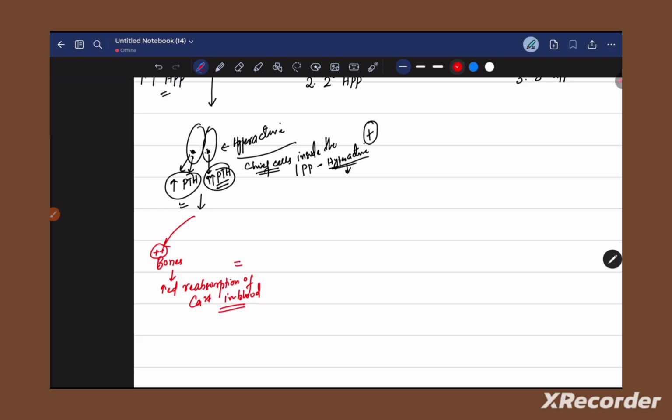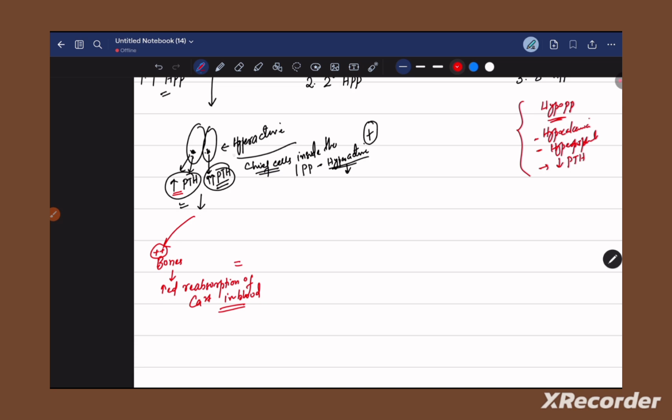In hypoparathyroidism, there was decreased excretion of PTH, and that led to decreased reabsorption of calcium in the blood. In a nutshell, what we found in hypoparathyroidism was hypocalcemia. What was the other finding? Hyperphosphatemia, and decreased PTH. This was in hypo. Now what happens in hyperparathyroidism?